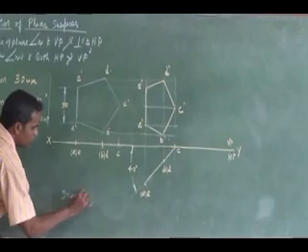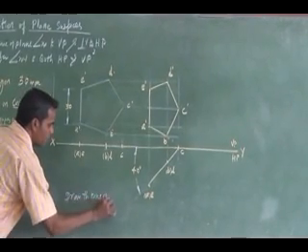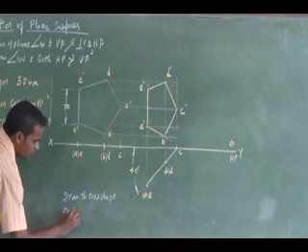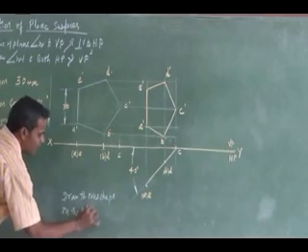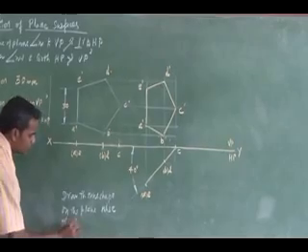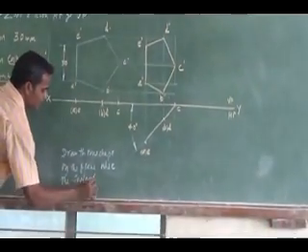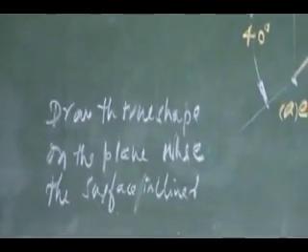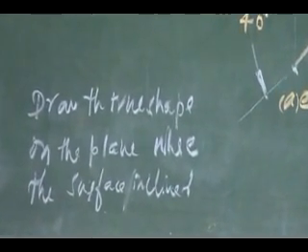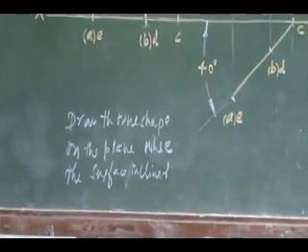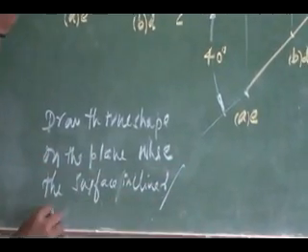Draw the true shape on the plane where the surface is inclined. Or one more thing I can use: on which plane is it resting, either with a corner or an edge? On which plane is it resting? On VP, right? On VP it is resting.